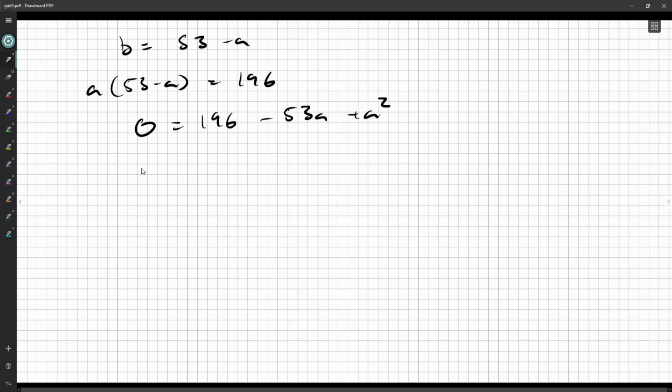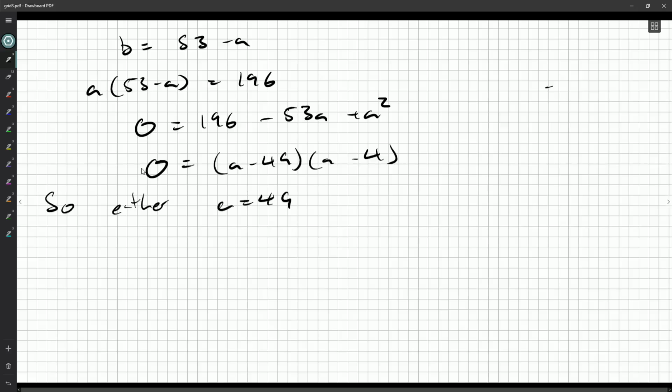Well, really, we could take a look at the factors. 196 is going to be 2 squared, 7 squared. Oh, 4 and 49 will work. There we go. And they're both squares, so that's good. So this is going to be A minus 49, A minus 4. So we'll say either A equals 49, B equals 4, or A equals 4, B equals 49.